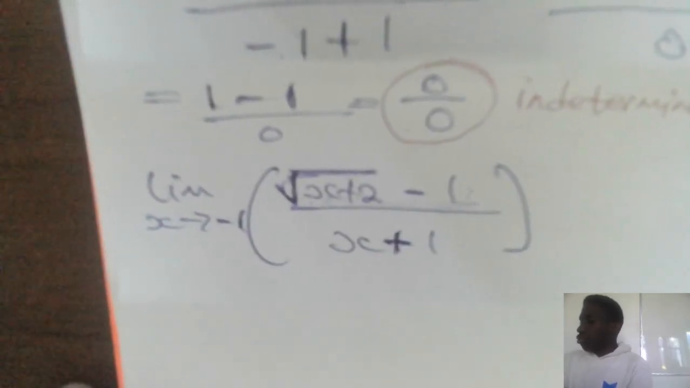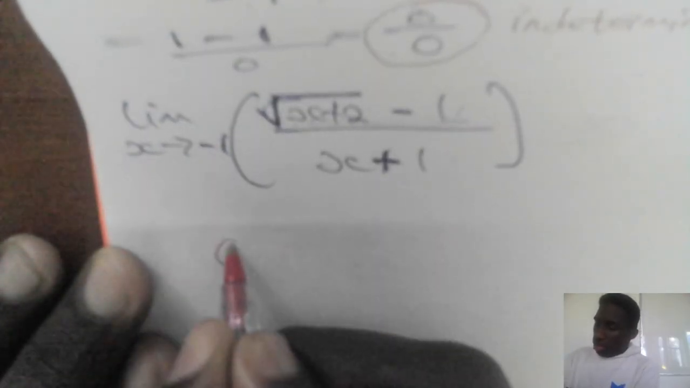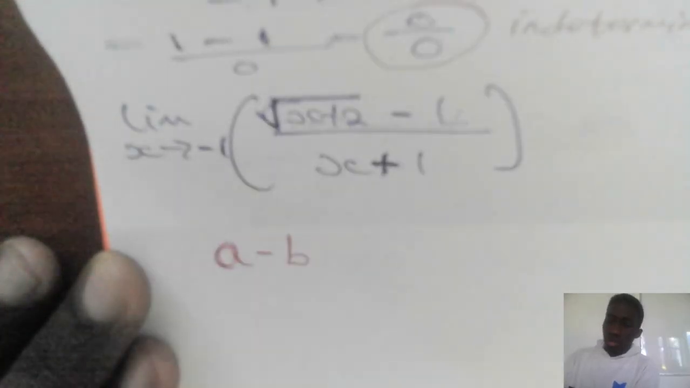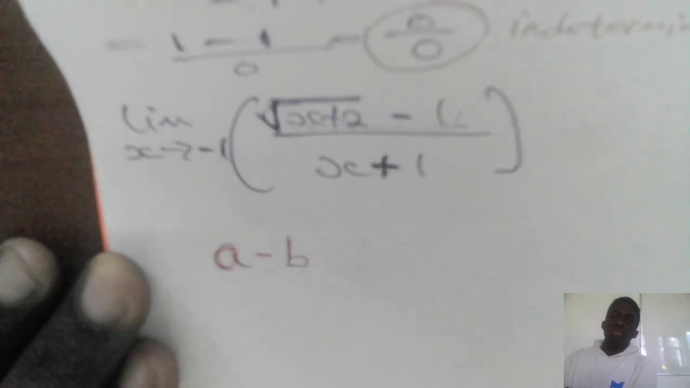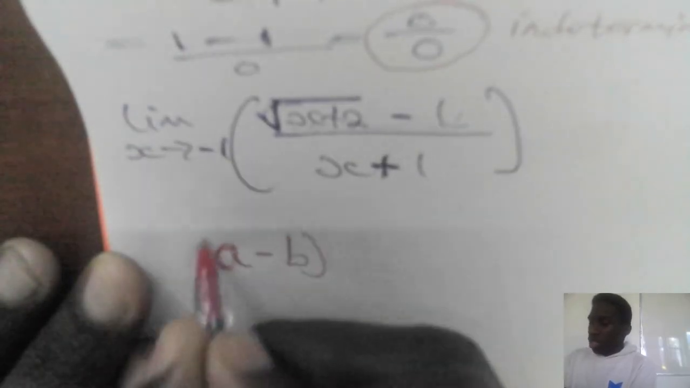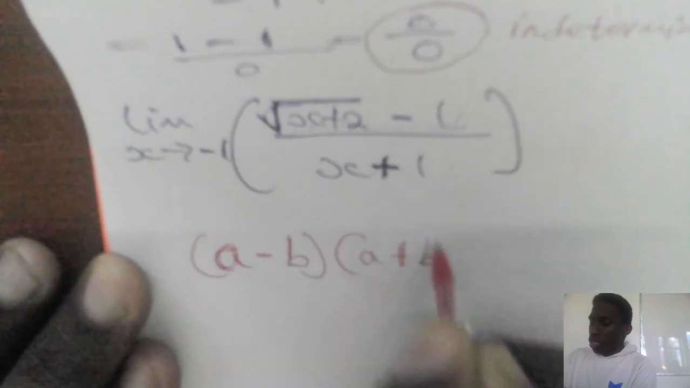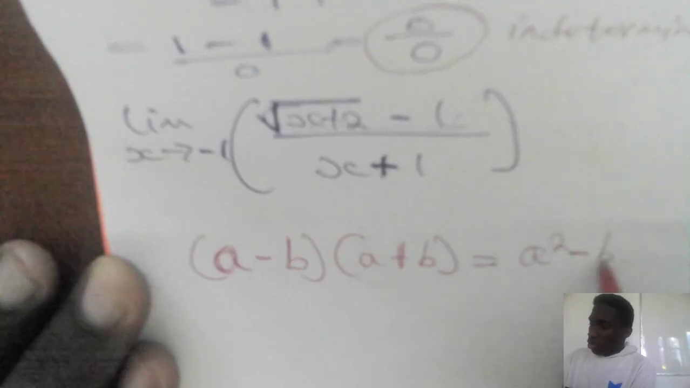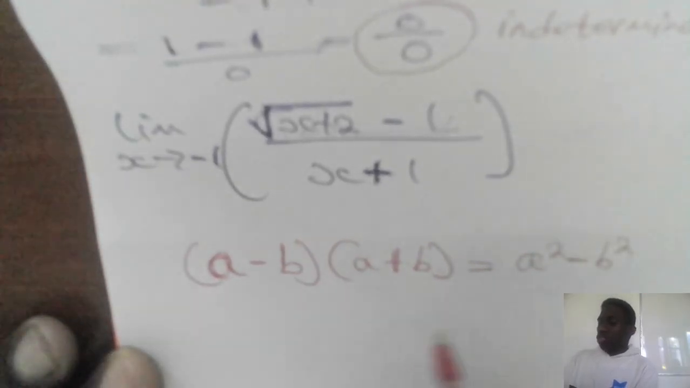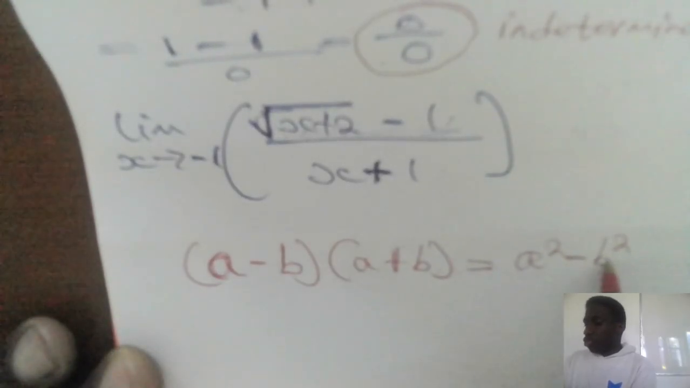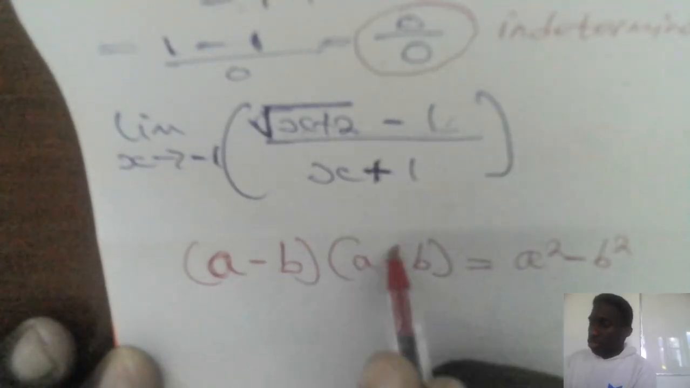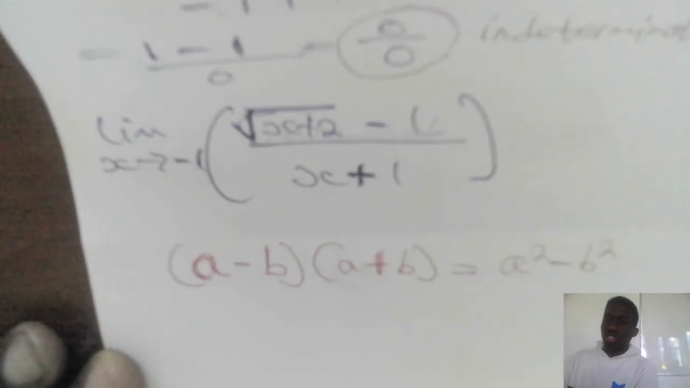The thing is that if you have something like a minus b, where a and b can be anything, they can be numbers, algebraic expressions, anything. If you multiply a minus b by a plus b, you will end up having a squared minus b squared. So a squared minus b squared is equal to a minus b multiplied by a plus b. This is the difference of two squares expression.